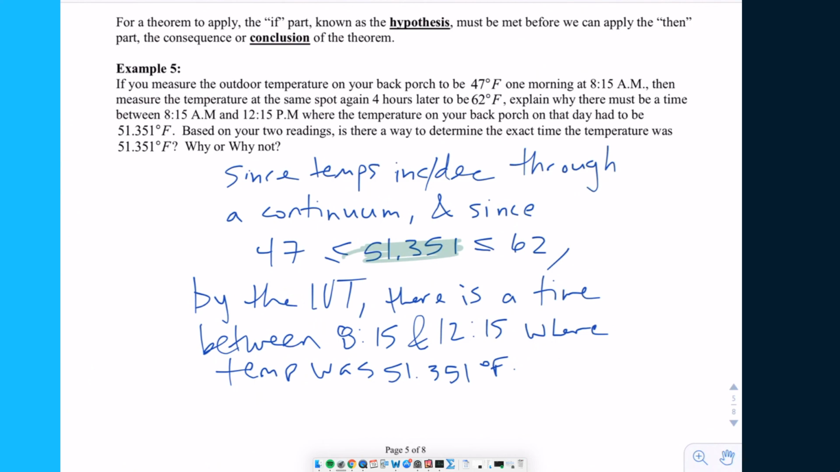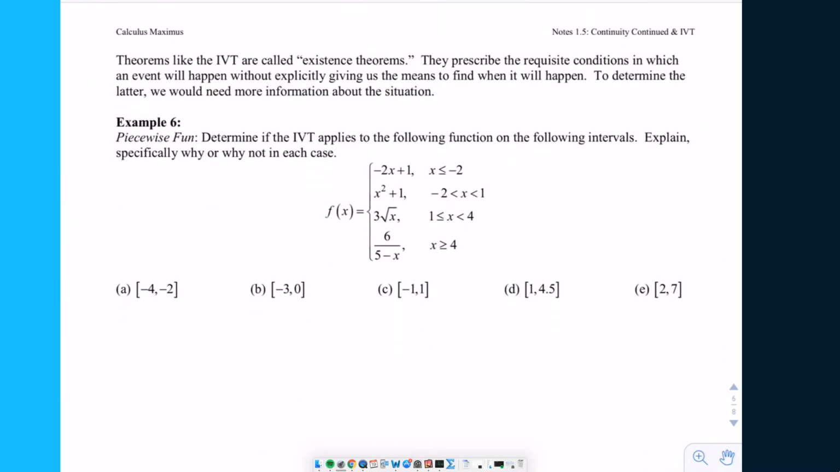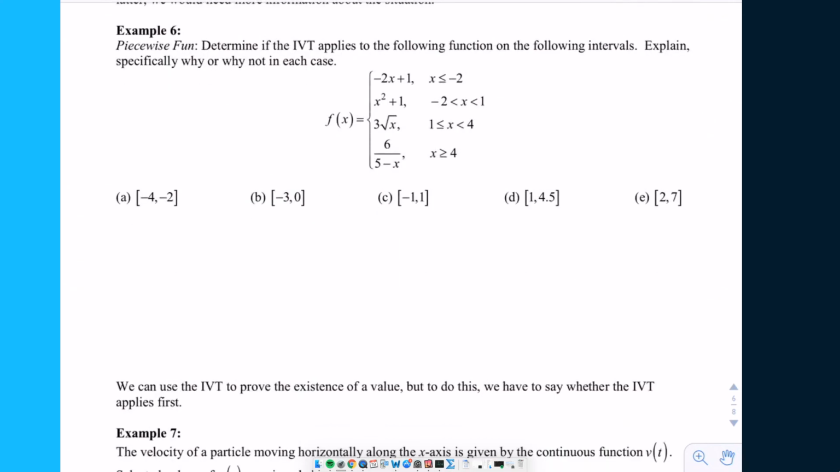Okay. Any questions on example 5? Example 6. Theorems like the IVT, existence theorems. What we're going to do on example 6 is have some piecewise fun. We're not going to use the IVT. We are just going to practice whether or not the IVT applies on a given interval for a given function, which means we're going to be testing the hypothesis of the theorem, which is the if part. Can anyone tell me what the if part of the IVT says?